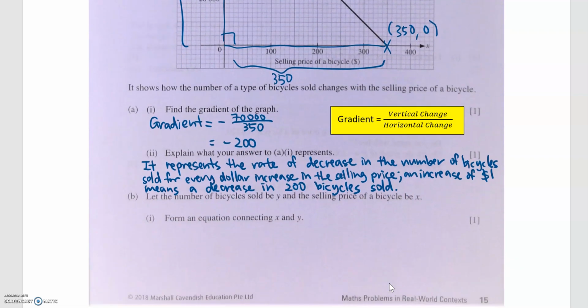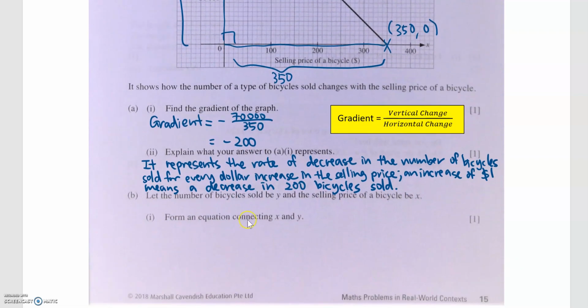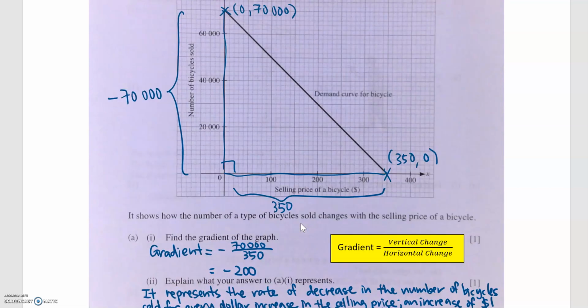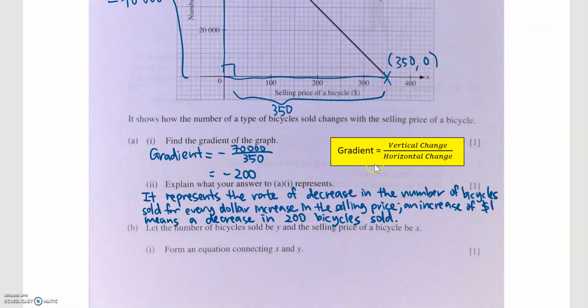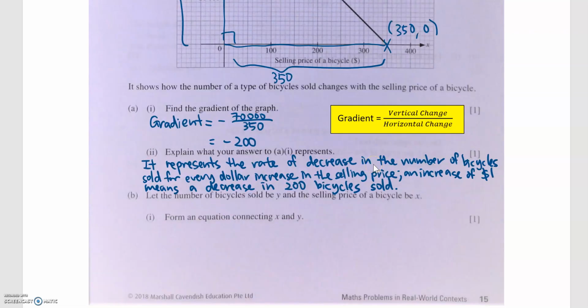Let's go on to part B. Let the number of bicycles sold be Y and the selling price of a bicycle be X. Form an equation connecting X and Y. Now from the diagram, I know that I have a straight line graph. So the equation connecting X and Y will be of the form y = mx + c, where m is actually my gradient and c is the y-intercept.